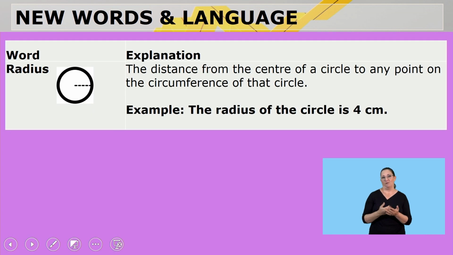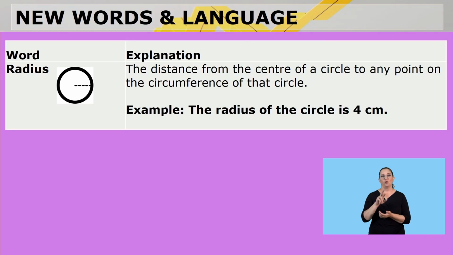And then the word radius, the distance from the center of a circle to any point on the circumference of that circle. So it's only from the center to the circumference. Example, the radius of the circle is 4 centimeters.